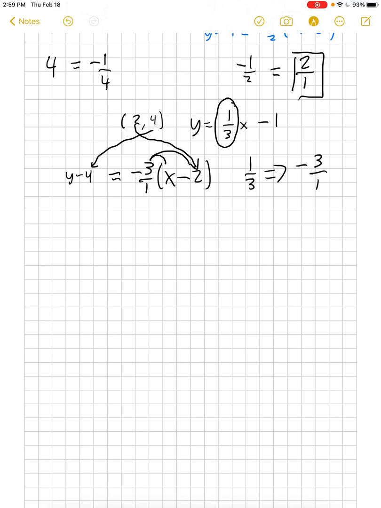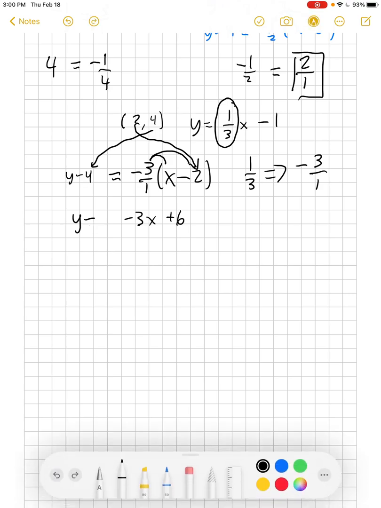We distribute out the -3, so this would become -3x plus 6. We would then add over the 4, giving us y is equal to -3x plus 10.